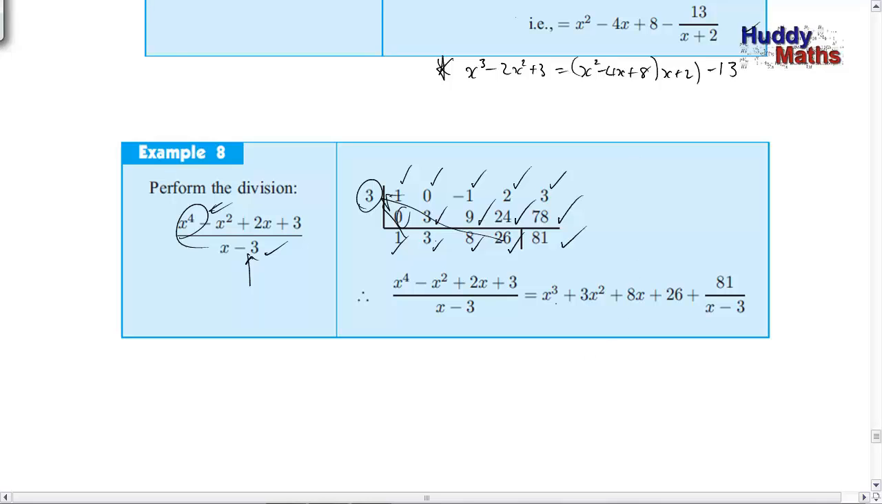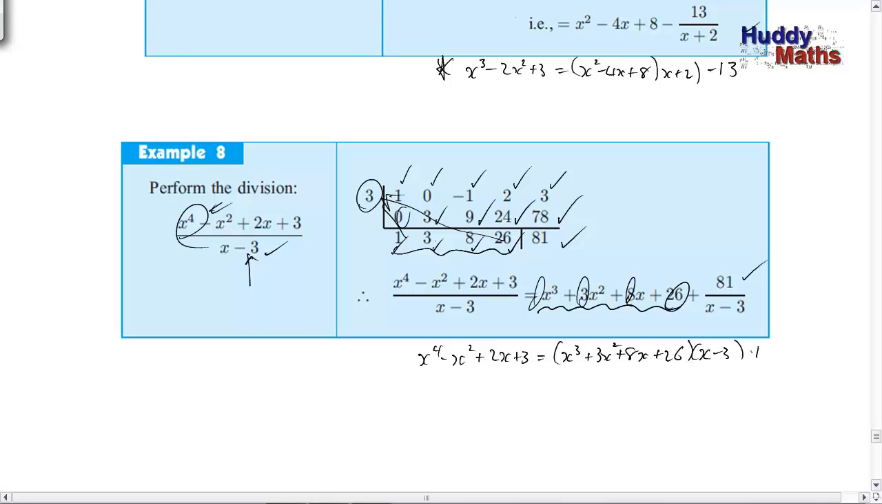So the quartic has gone down to a cubic, and these numbers here are the numbers down here for successive powers of the variable, and we've got 81 as a remainder. So you could also say that this polynomial is the quotient many lots of the divisor. The divisor is x take 3, plus the remainder of 81. That's the other way of doing it.